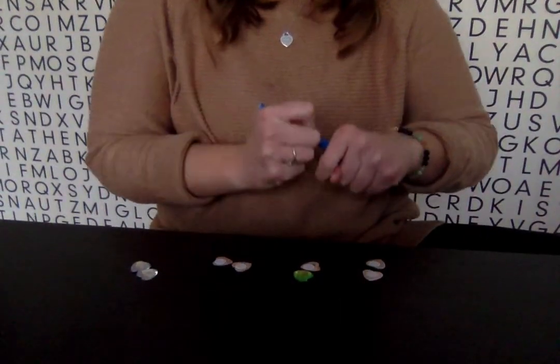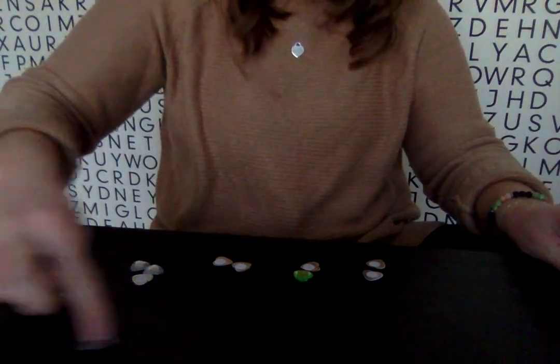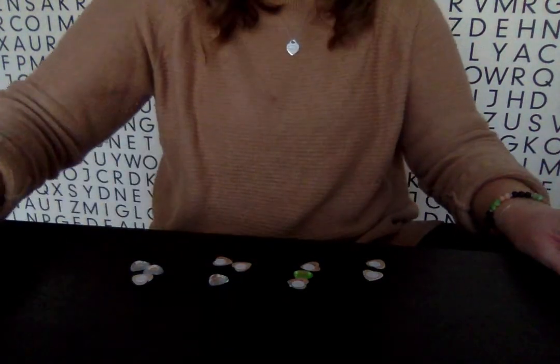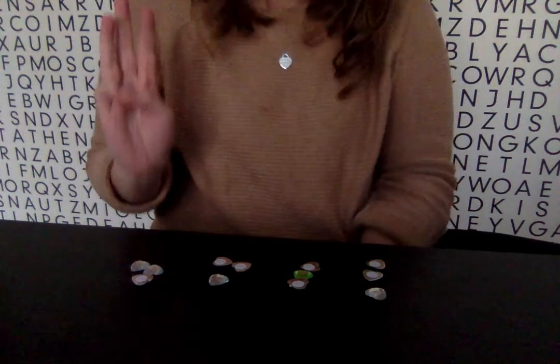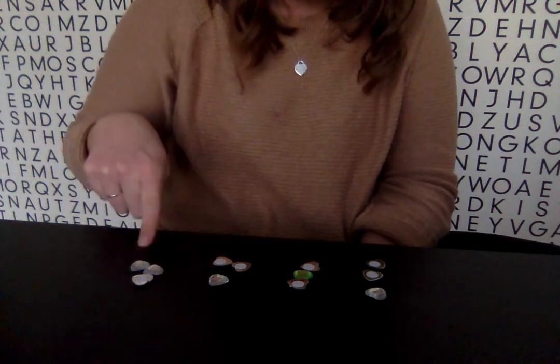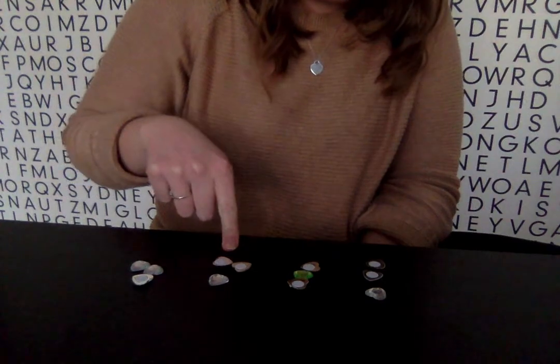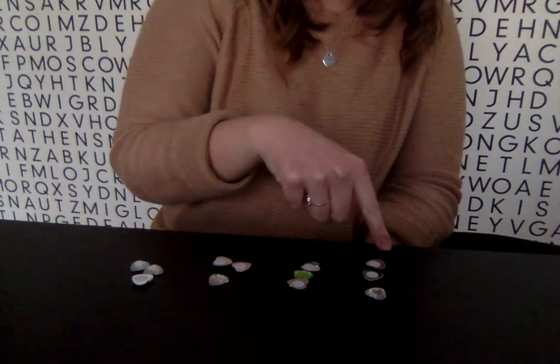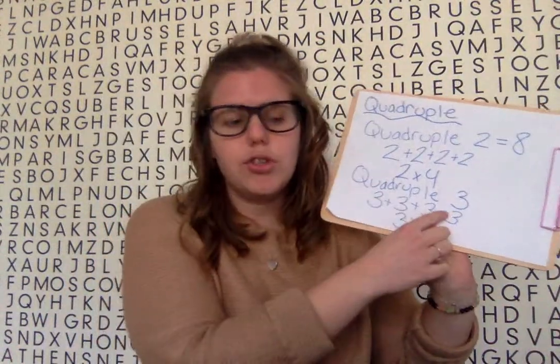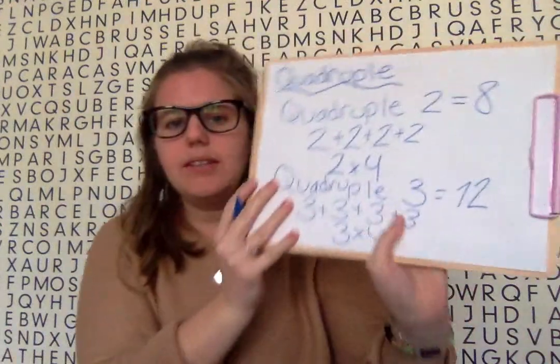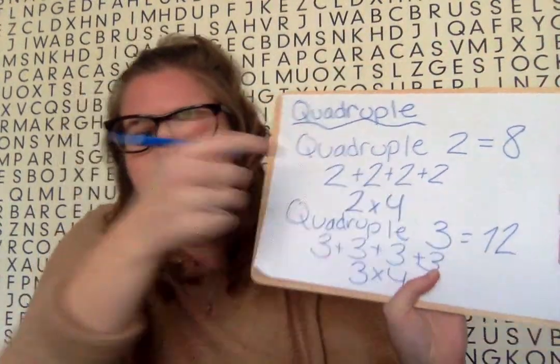So right now, we have 4 groups of 2. So we're going to add a gem, add a gem, add a gem, add a gem. We can now count by 3s to find our answer. So we can do 3, 6, 9, 12. So that means our answer is going to be 12. So the answer to quadruple 3 is 12. If you notice, with each number we're adding 4.